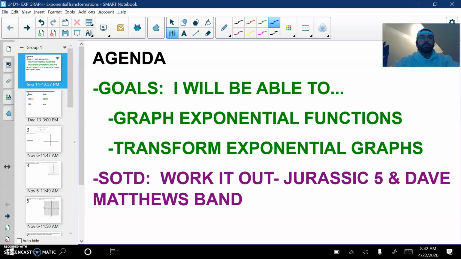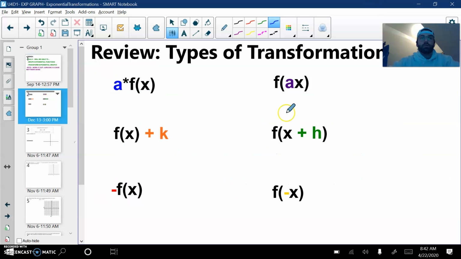Okay. Here we go. So today we're talking about exponential functions and their graphs. Yesterday we did that little exploration about exponentials. So today we're going to look at the graph and then we're going to transform said graph. Before we do that, though, I want to review our transformation types.